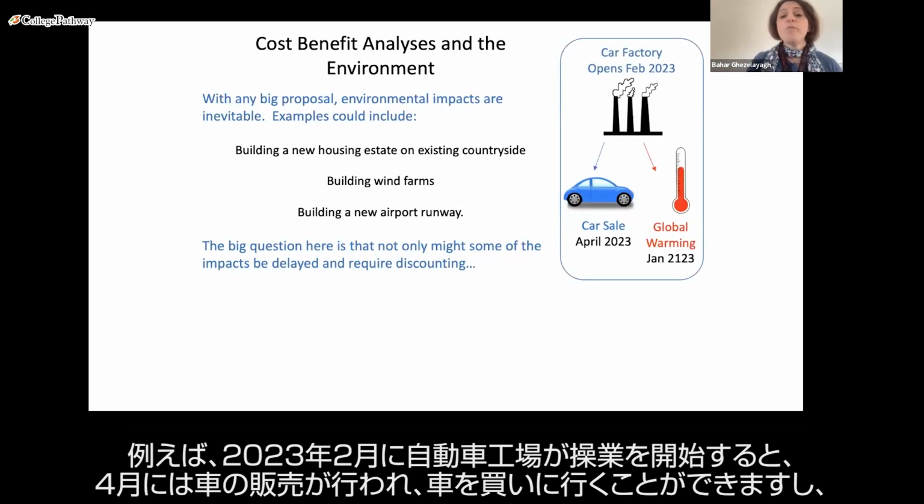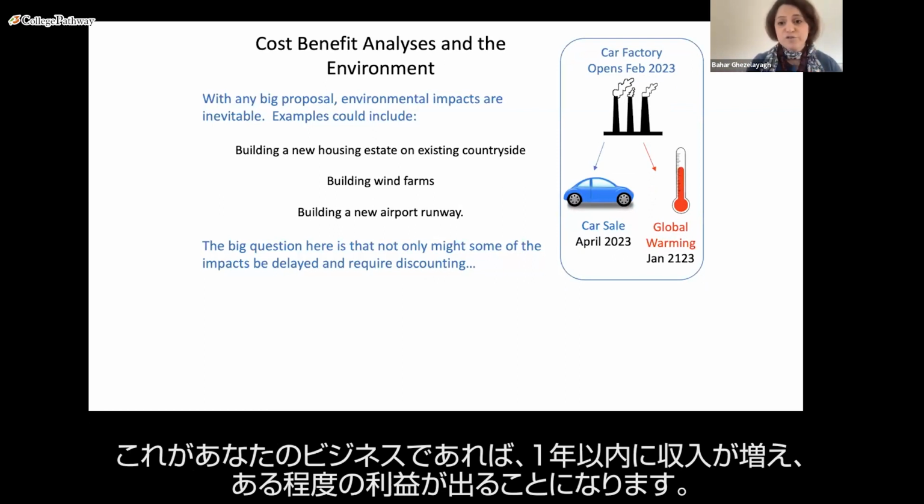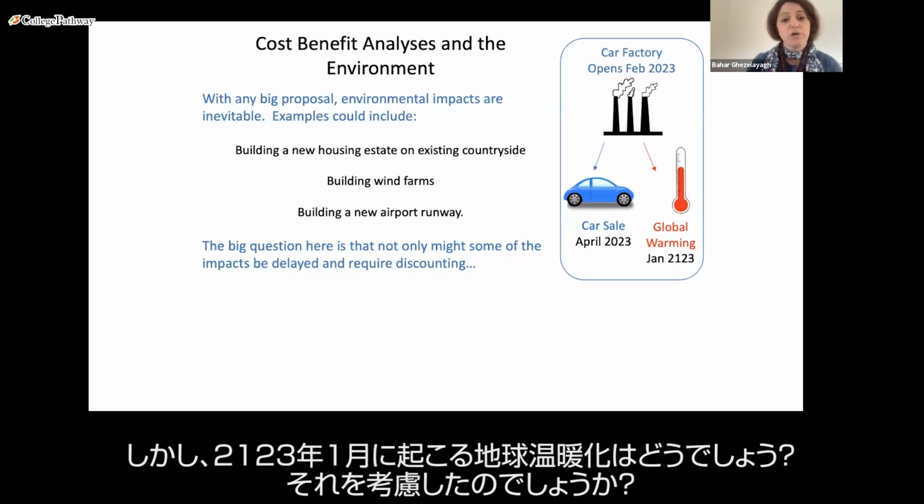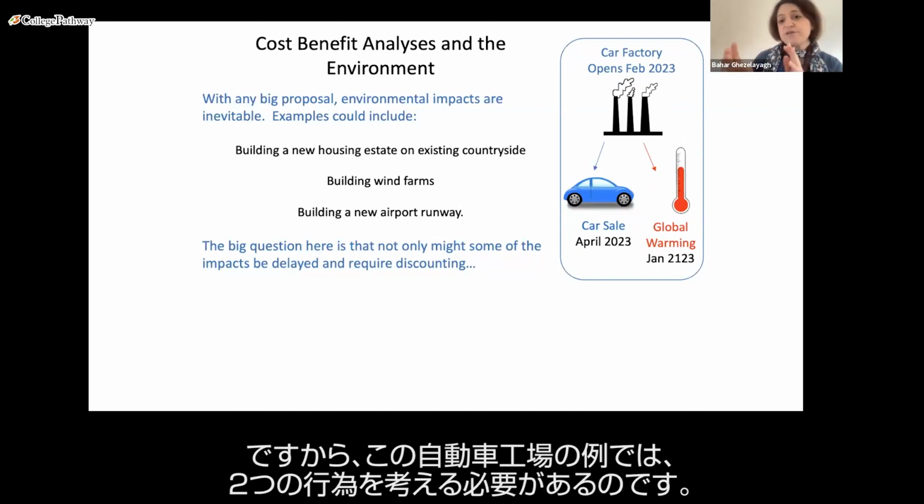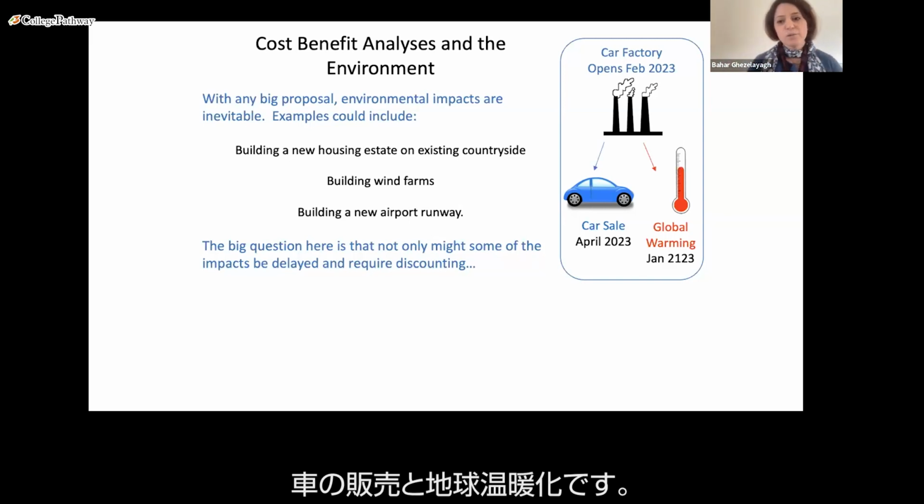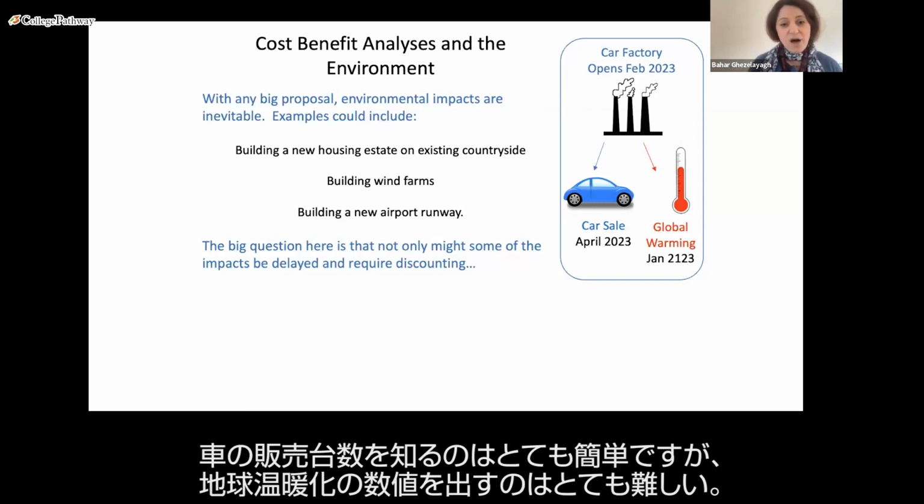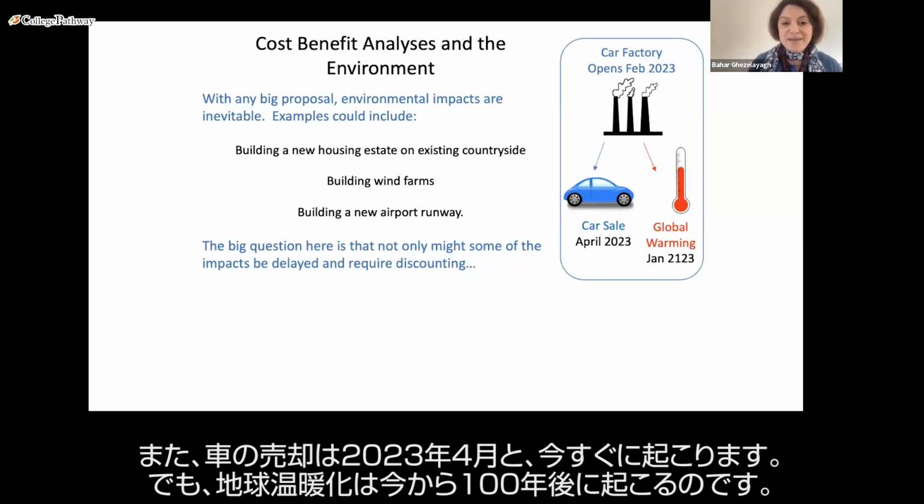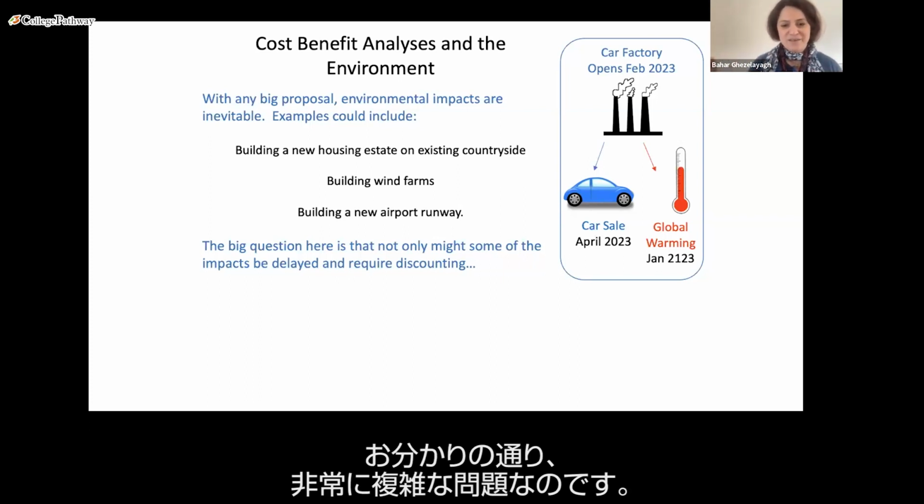For example, if a car factory opens in February 2023, in April there's going to be a car sale. You can go buy a car, or if this is your business, you're going to have more income. You're going to have some profits within a year. But what about global warming that is going to happen in January 2123? Have you taken that into account? So you see, in this example of the car factory, you need to think about two actions: the car sales and the global warming. It's very easy to know the number for the car sale, but very difficult to come up with a value for global warming. Also, the car sale happens right now, April 2023, but global warming is going to happen in 100 years from now. So you see, it's a very complicated question.